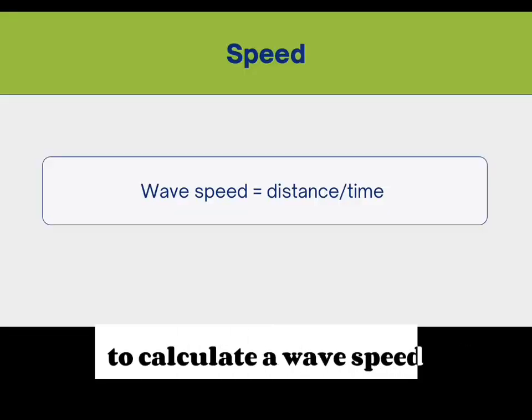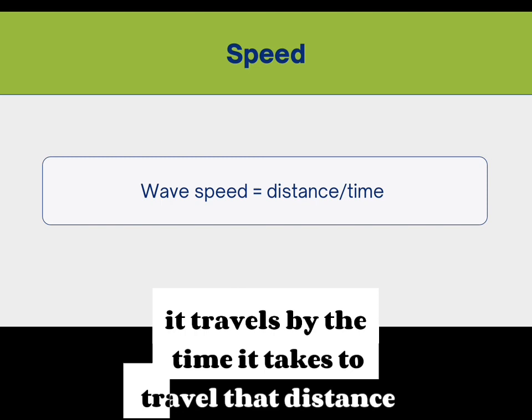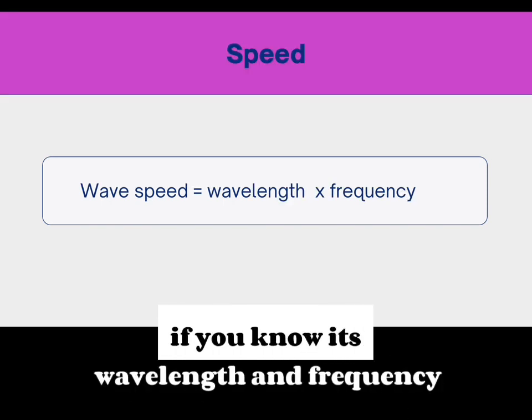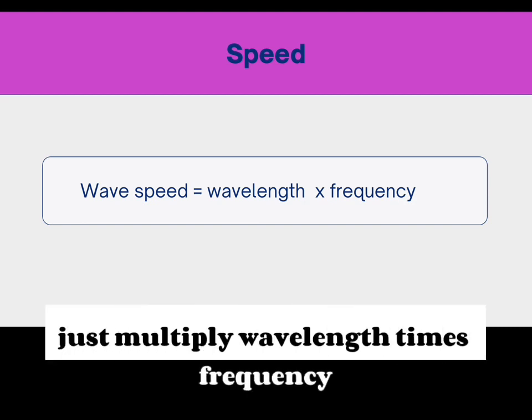To calculate a wave's speed, divide the distance it travels by the time it takes to travel that distance. You can also find a wave's speed if you know its wavelength and frequency. Just multiply wavelength times frequency.